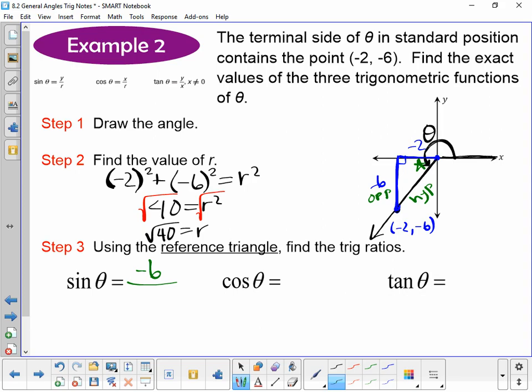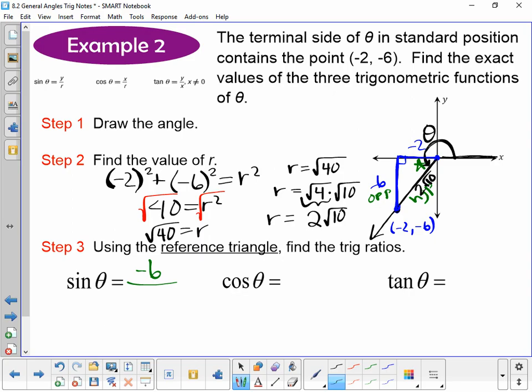Now that happens to be a radical that can be simplified. Root 40 is the same as the square root of 4 times the square root of 10. And we know the square root of 4, that's 2. So we would say that r is 2 root 10. Now I'm going to label that over here. 2 root 10.